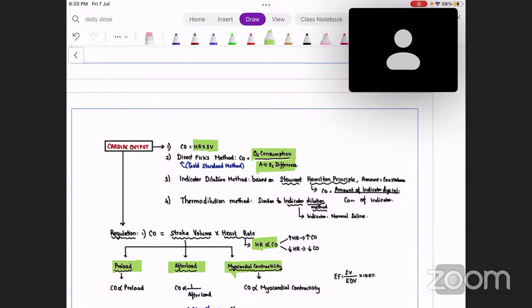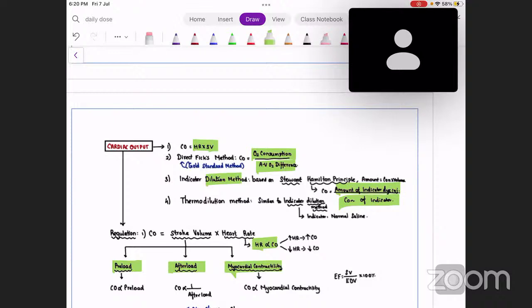And apart from that, the indicator dilution method, based on the Stewart-Hamilton principle, where the amount of dye injected will be in the numerator and the concentration of indicator in the denominator, so that we can calculate the cardiac output. Then the thermodilution method, where the principle is similar to the indicator dilution method, but the indicator we use is normal saline.